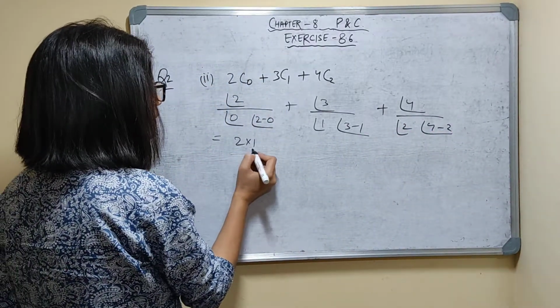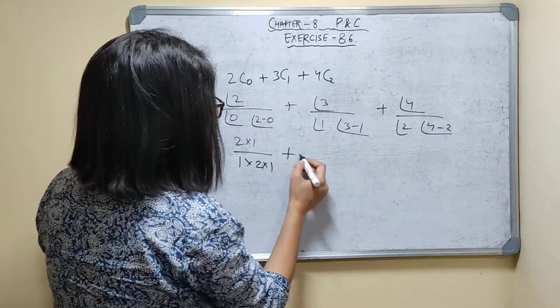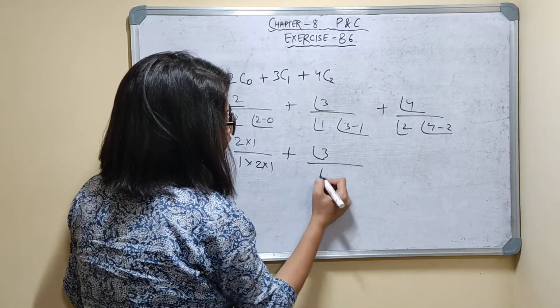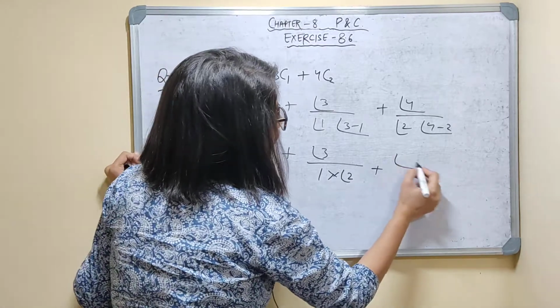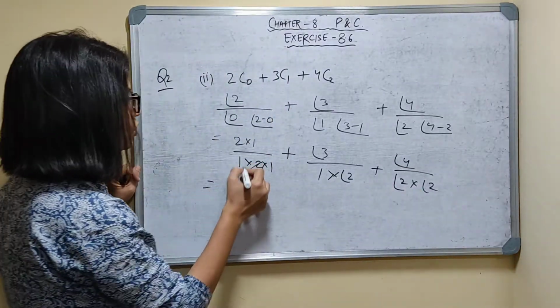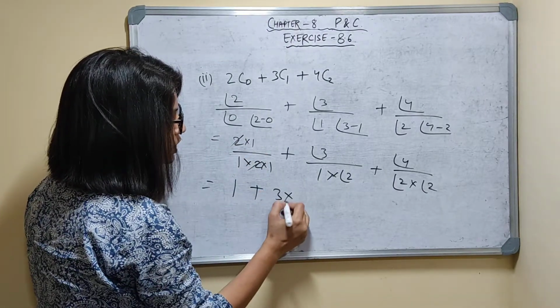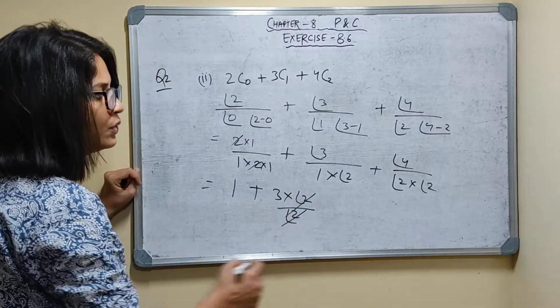Factorial 2, that is 2 into 1, upon factorial 0, that is 1, into factorial of 2, that is 2, plus factorial of 3 upon factorial of 1, 1, factorial 3 minus 1, that is factorial of 2, plus factorial of 4 upon factorial of 2 into factorial of 2. 2 cancel. So here it is 1 plus factorial of 3, I can write 3 into factorial 2 upon 1 into factorial 2. Factorial 2 cancel.